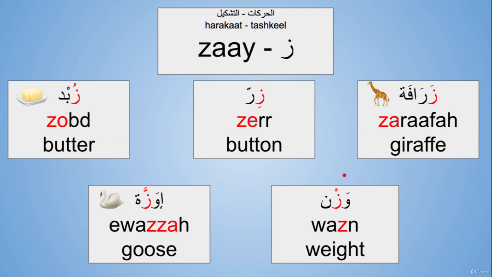And you can also have it with sukoon, for example, a word like Wazn, which means weight in Arabic. And you can have it with shadda for a word like Iwazza, which means goose in Arabic.